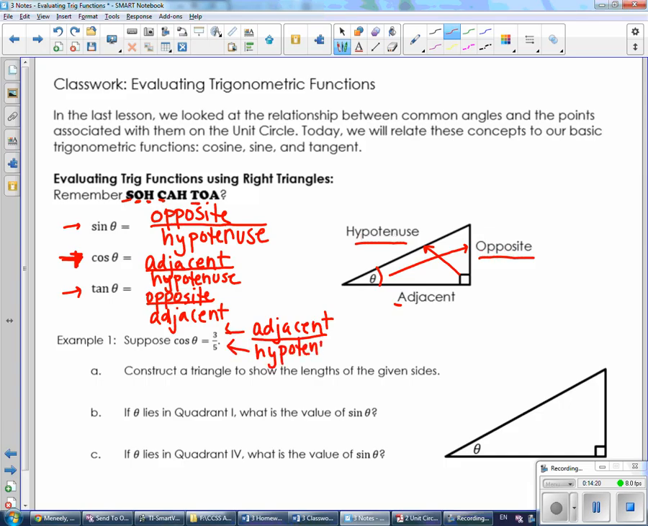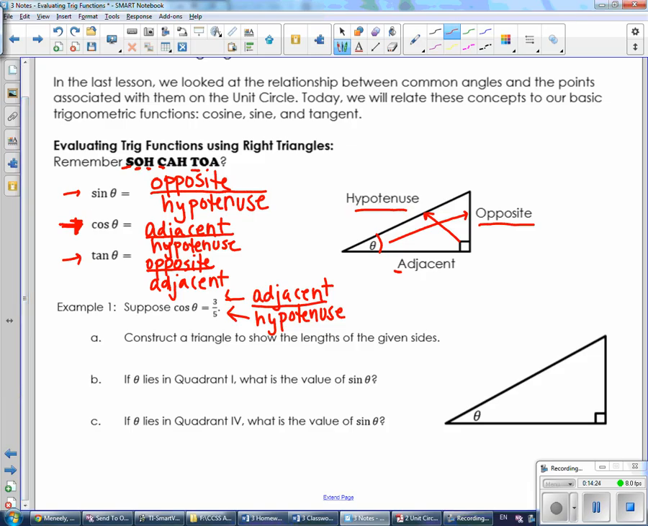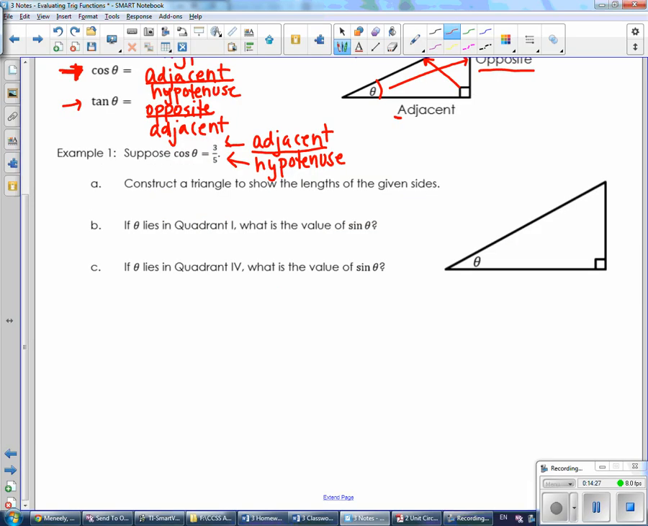I don't think I drew a picture of a triangle on your paper, so why don't you go ahead and draw a triangle, and then let's label the sides that we know. So here's my angle theta, and we've just labeled the adjacent side to be 3. The adjacent side is the side next to theta, that's going to be this base right here, so it has a length of 3. The denominator is 5, which gives me the length of my hypotenuse.